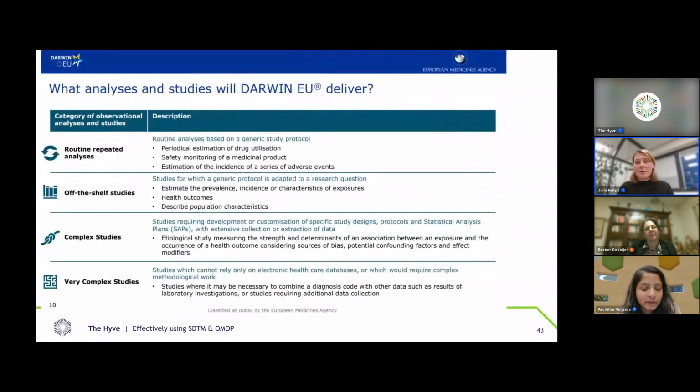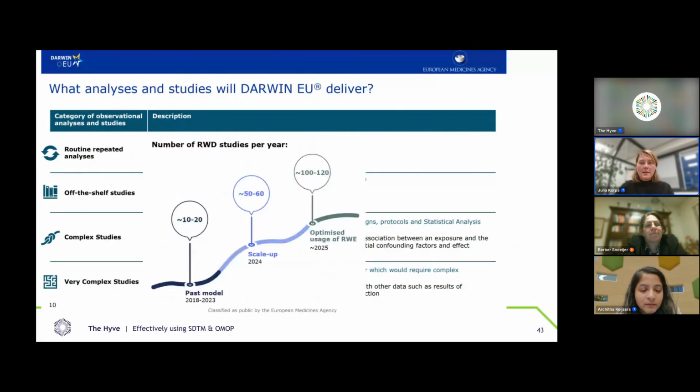And so this is just an overview of the type of studies that we're running. There's a little bit of a hierarchy included here. You start with the routinely repeated analysis, which is not super difficult. Then there are off-the-shelf studies, complex studies, and very complex studies. The routinely repeated analyses are the ones that don't take that much time, and the complex ones are the ones that take a lot of time. And here's a little bit of an overview of how many studies there actually are per year.